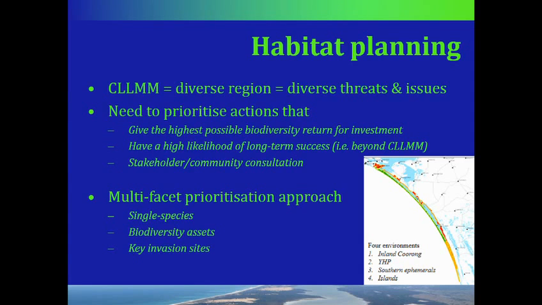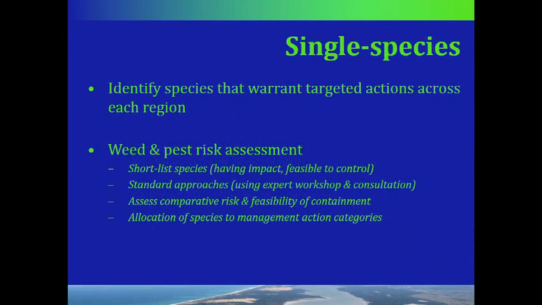One point also to mention is that we were focusing on that terrestrial environment. The majority of the weed and pest issues occur in that semi-aquatic or terrestrial habitat associated with the region. And there were 3 main components to our plan, and I'll go through them throughout the talk. The first one was to identify single species that could warrant targeted control across the region, or both regions.